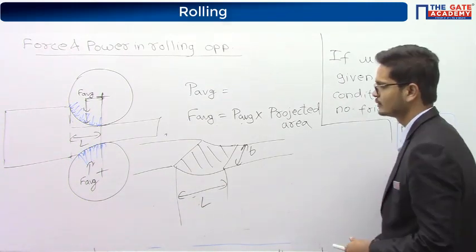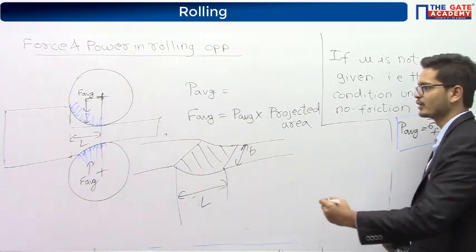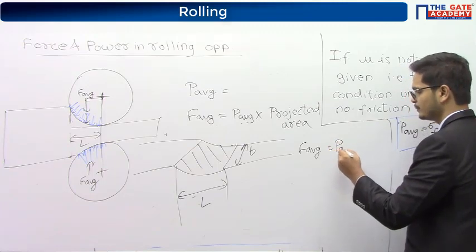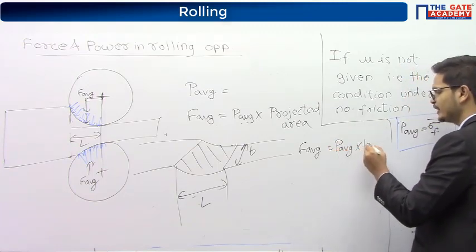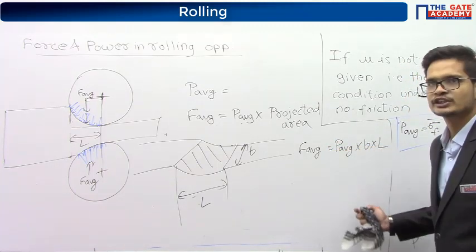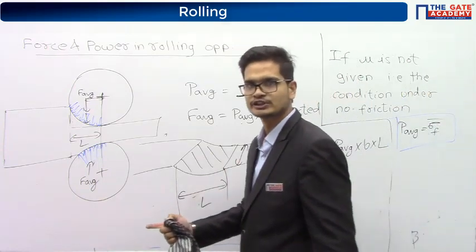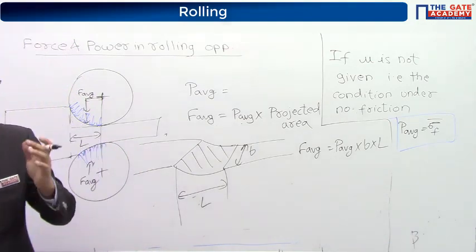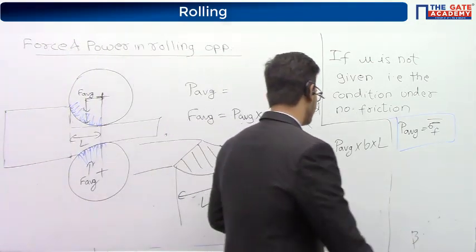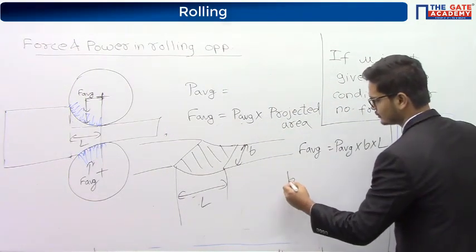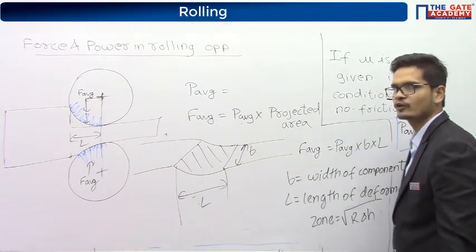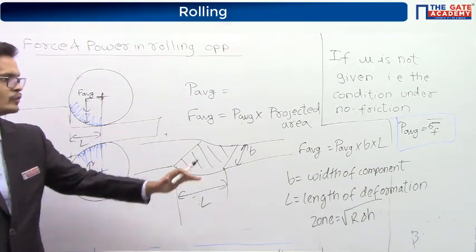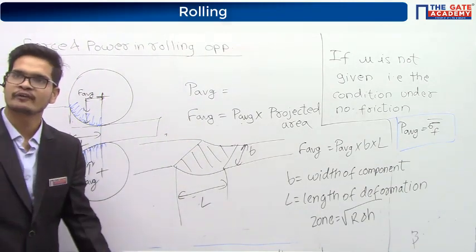So how much is the projected area? F average becomes equal to P average into B into L. What is L? L is the length of the deformation zone. It is equal to root over of R delta H. And B is the width of the component. Now you have found the average force.